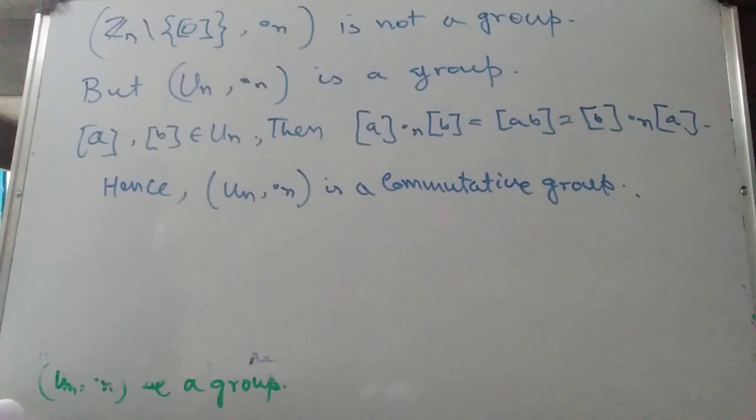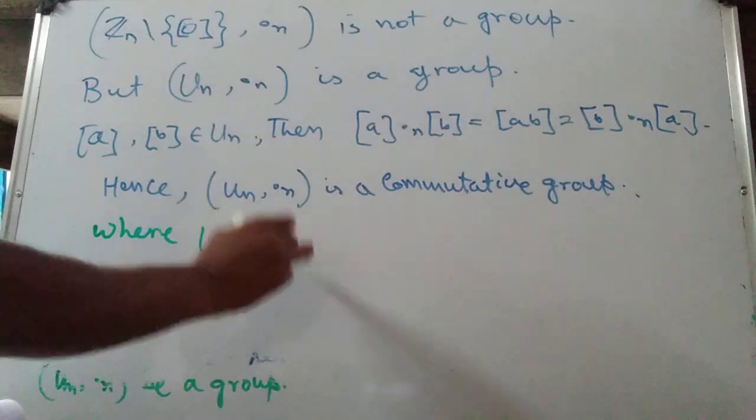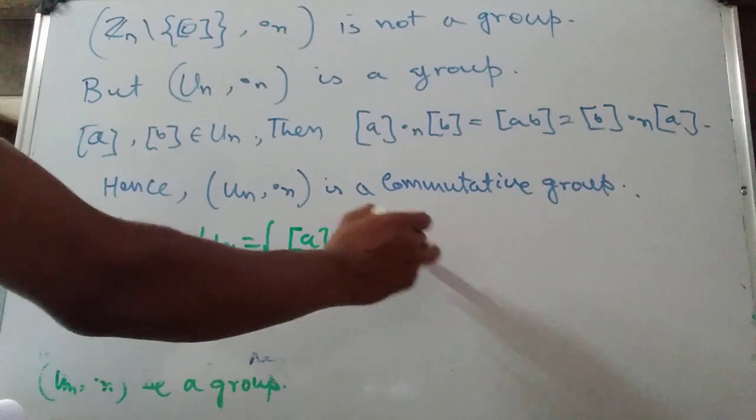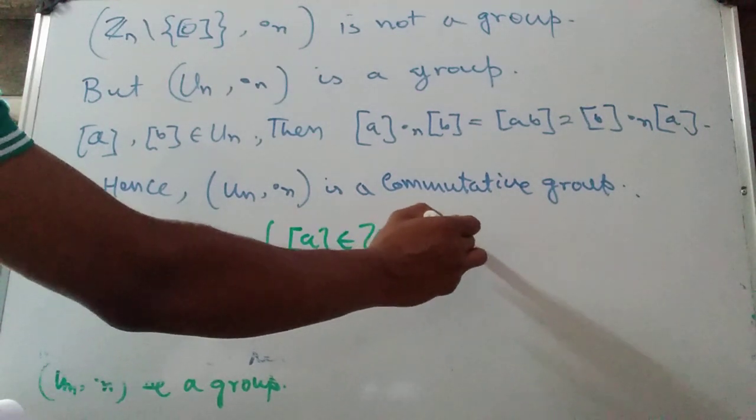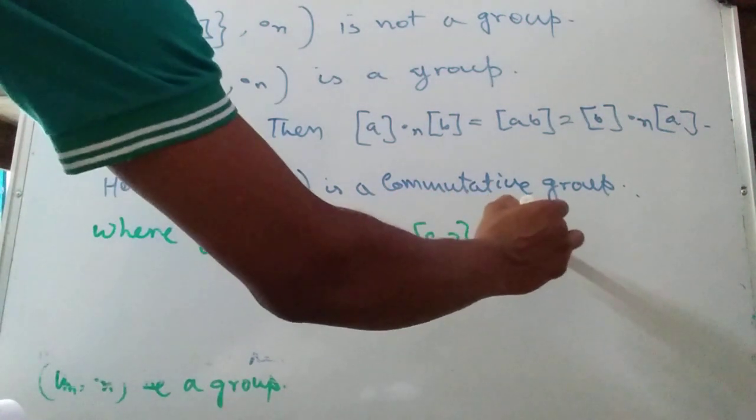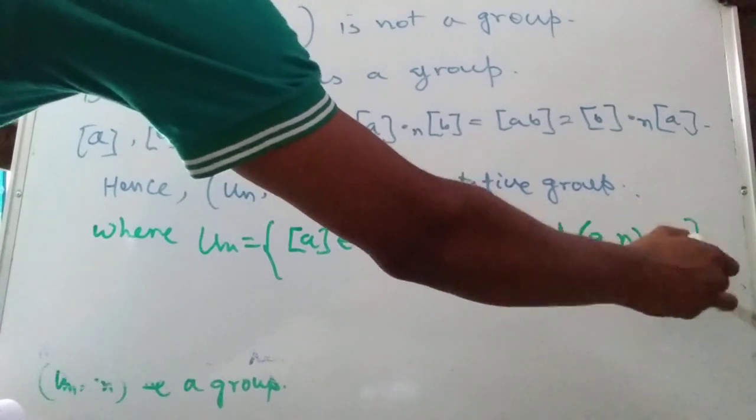So we also discussed how Zn with respect to multiplication modulo n becomes a group. We discussed it easily. Where Un equal to those class A belongs to Zn difference 0 class such that GCD of A, n equal to 1. Understood?